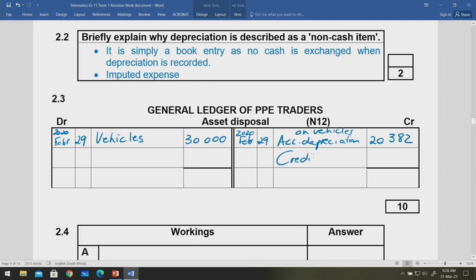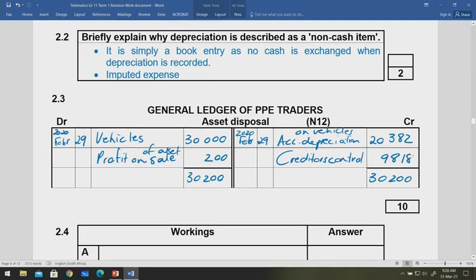So we know it must be creditors control. They did not give us the selling price, but they did tell us that this was sold at a profit on sale of asset. And a small profit of 200 Rand was made. We know this account must close off. So 30,200, this side must also add up to 30,200, and if we calculate the difference, 9,818. So that was the trade-in price.